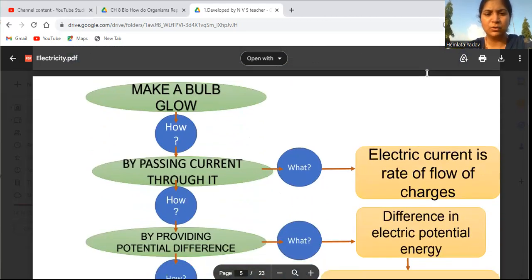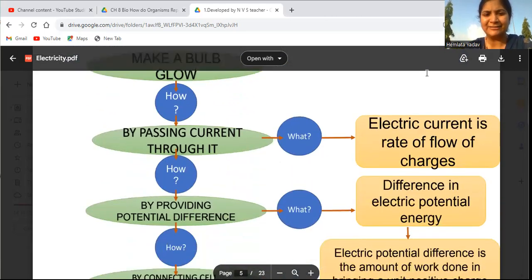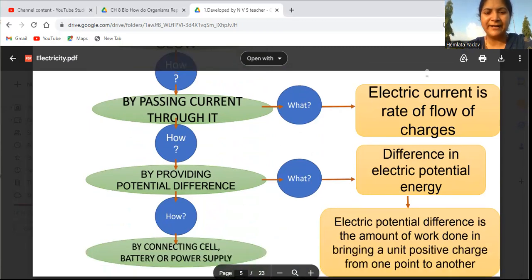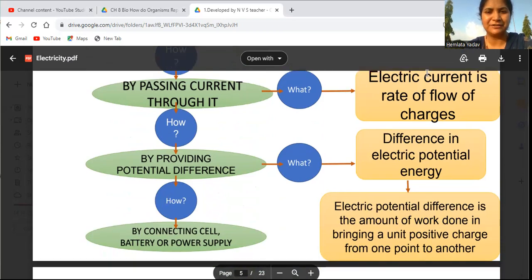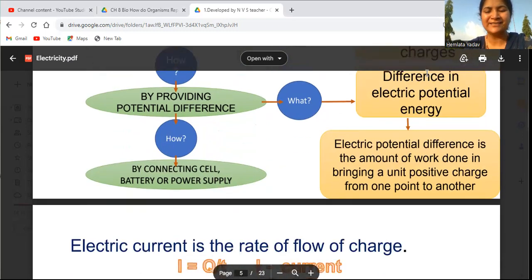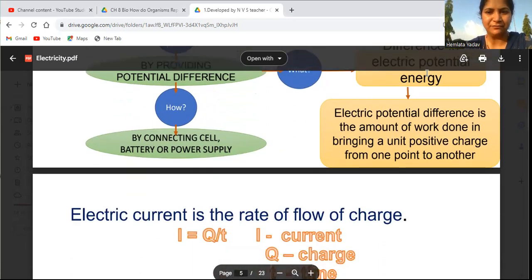Make a bulb glow. How? By passing electric current through it. What is an electric current? So electric current is the rate of flow of charges. By providing potential difference, you create a current. Difference in the electric potential energy is called potential difference. How? By connecting the cells, you will provide potential difference.